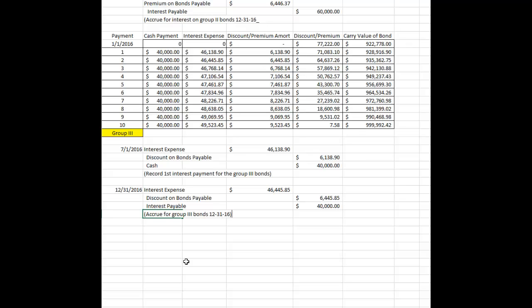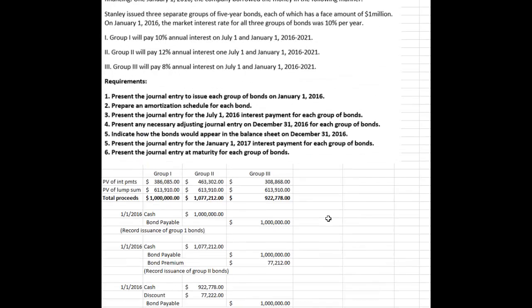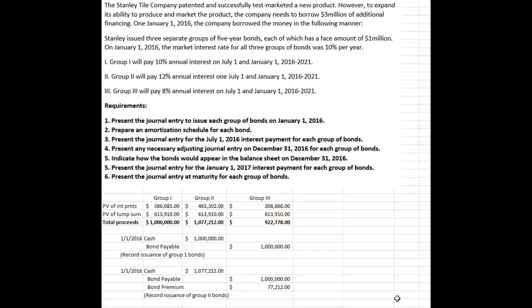There, now we can look an auditor in the eye, and an investor or creditor in the eye, and say, look, these financial statements are accurate in regards to the bonds. We've got the right interest expense, we've got the right current liabilities, and the long-term liability changes as well. The carrying value changed; for Group 3 it went up, so there's a little bit more of a long-term liability, and for the Group 2 bonds, it went down. That's the accruing for interest that happens at the end of the year.